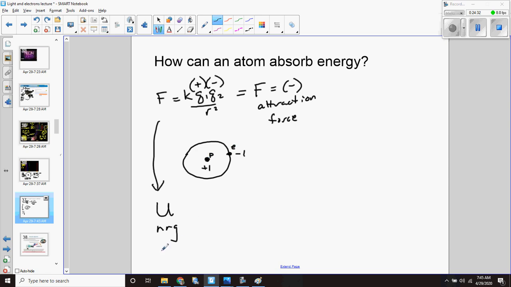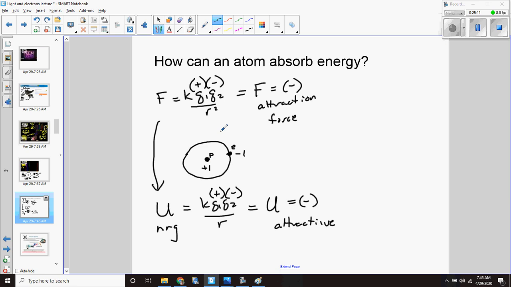there's also an attractive energy. And the energy equation looks like this: U equals K, Q1, Q2. So far it looks exactly the same as this, but it's just divided by R. So our analogy that we used above is the same. We have a positive times a negative. So at the end of the day, our energy is negative. Negative just means attractive. So far, so good? One conclusion we can make is there is an attractive energy holding this electron to the nucleus. So far, so good?